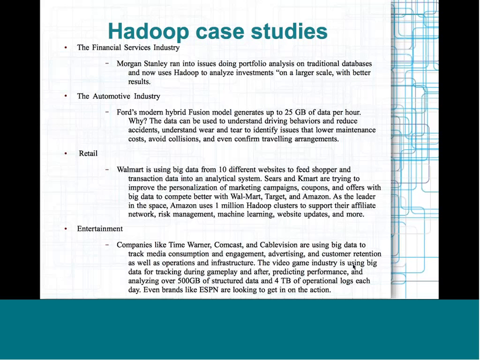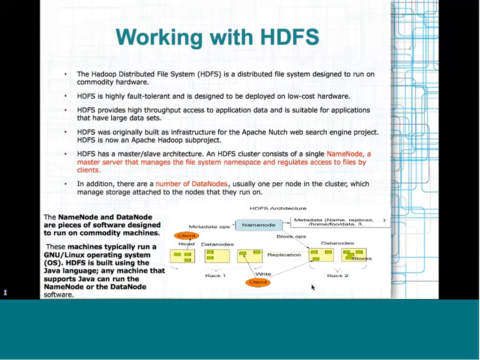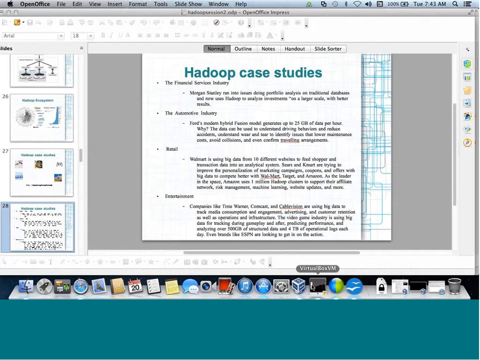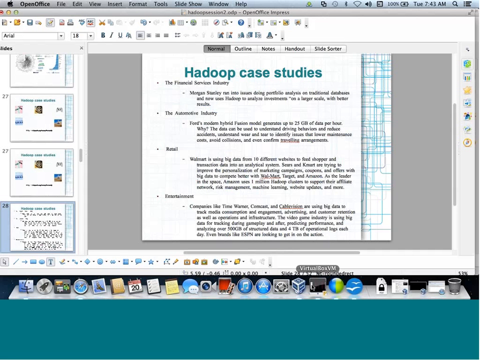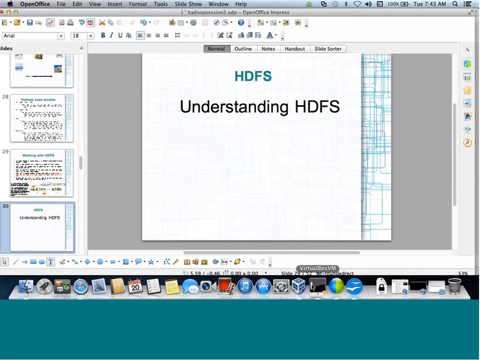Entertainment: you have the video game industry. It uses big data for tracking during gameplay and after, predicting performance, analyzing over 500 gigabytes of structured data and 4 terabytes of operational log each day, right? Brands like ESPN are looking to get into the action. So you have a prominent future when it comes to adoption of Hadoop. Okay, so till here it's clear. Fine.